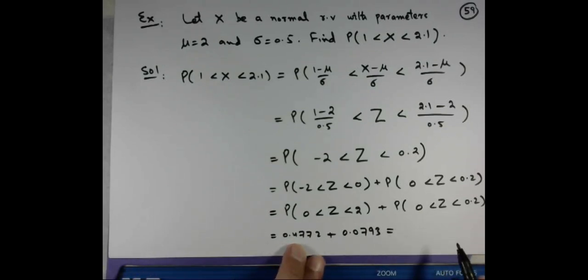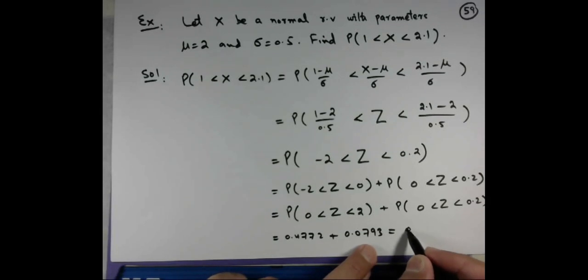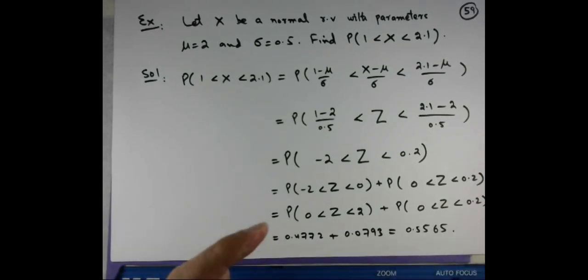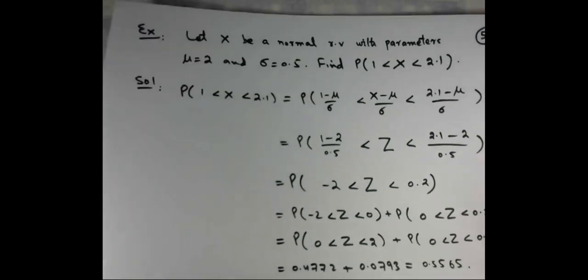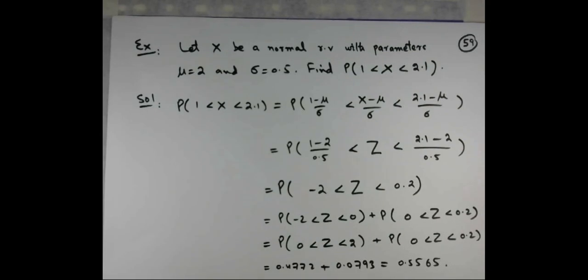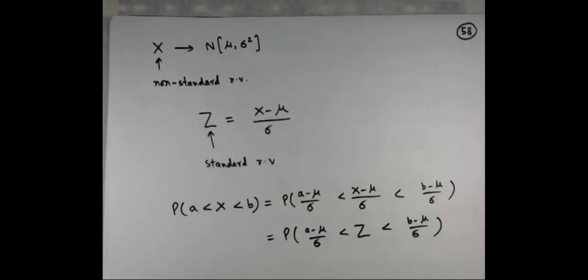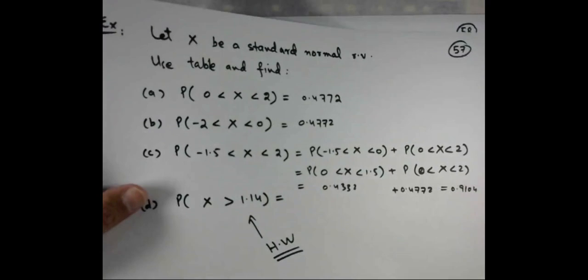So the total probability becomes 0.5565. So this is how we can find the probabilities of interest for non-standardized random variables using the standardized tables. Now a quick revision of what we discussed in today's lecture.